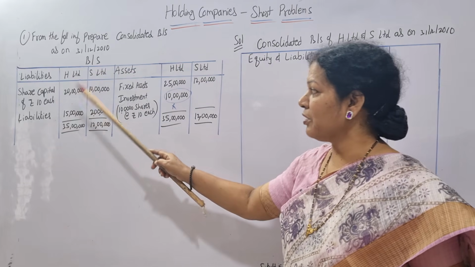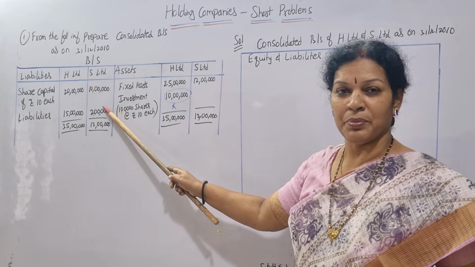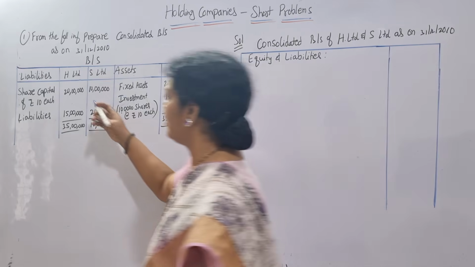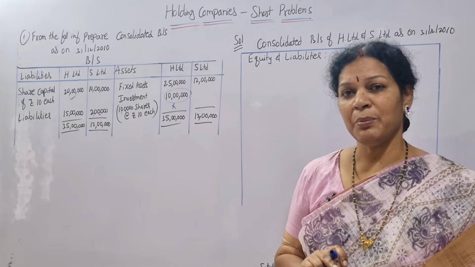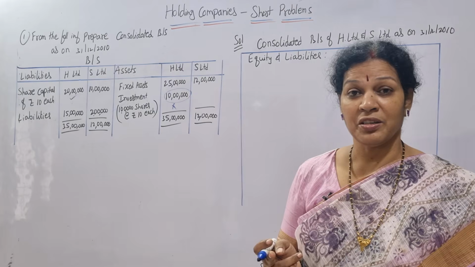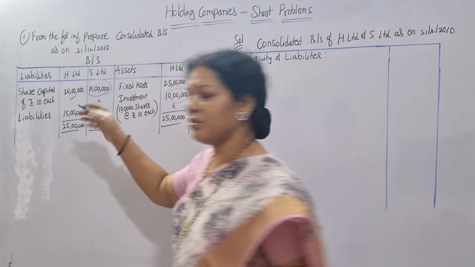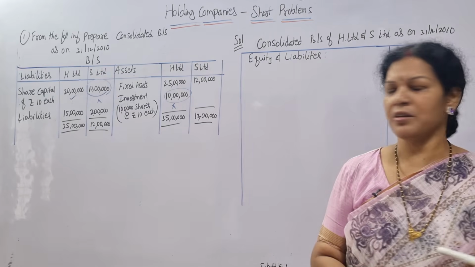Now coming to the balance sheet. Share capital is given, of the holding company and the subsidiary company. The holding company's share capital we can take in the consolidated balance sheet. But the share capital of the subsidiary company we are not going to take. Why are we not going to take it? Because this is already purchased, so we need not take it.